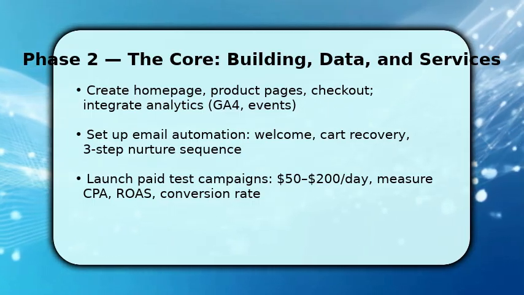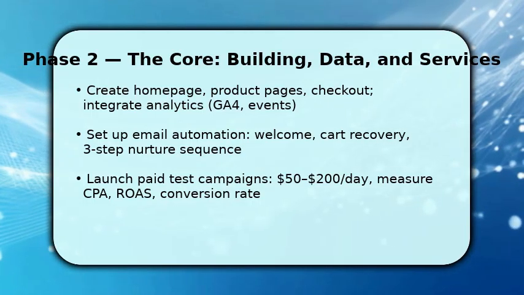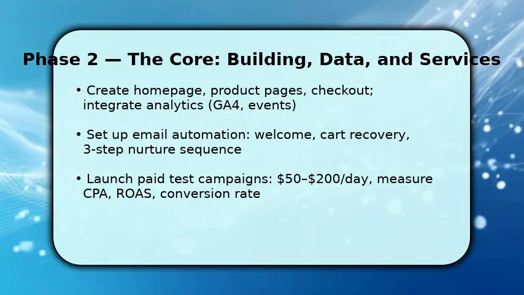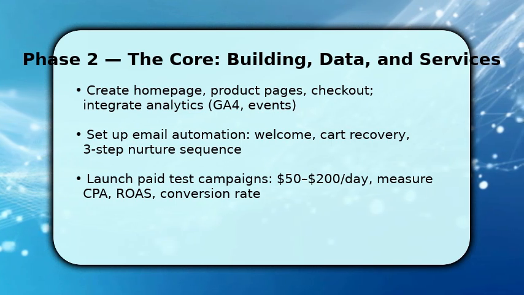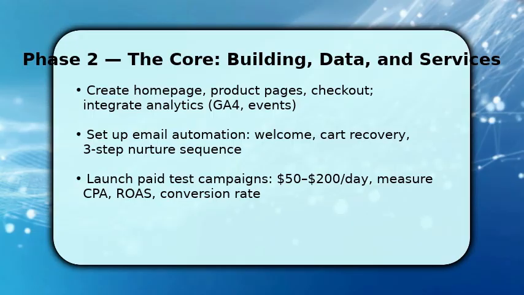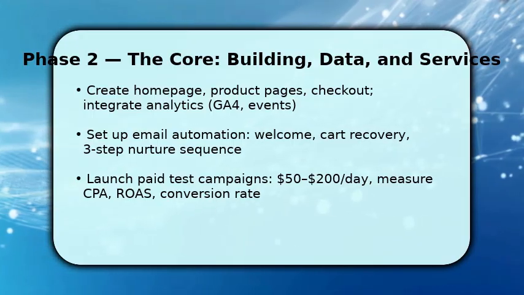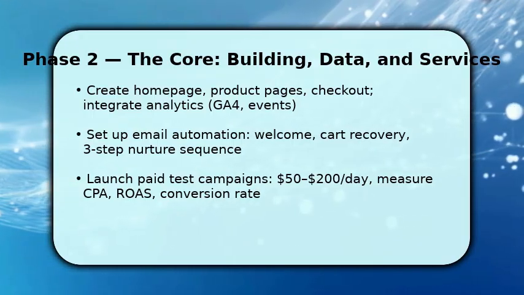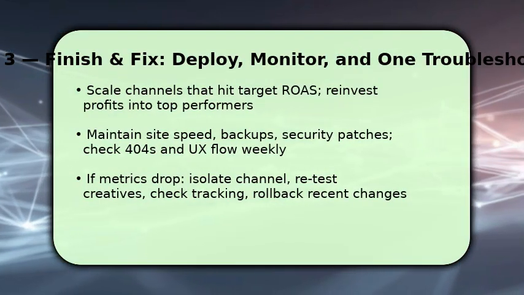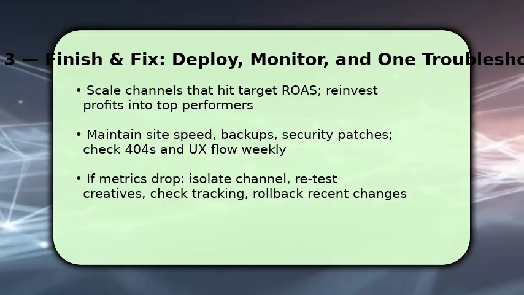Once these are live, launch paid tests with modest budgets, measure CPA and ROAS, and iterate on creatives and targeting. Make sure to run A/B tests and prioritize fixes that move conversion rate margins first. You scale by doubling down on channels that hit your target ROAS and reinvesting profits into top performers. Once scaled, standardize reporting so decisions stay fast.